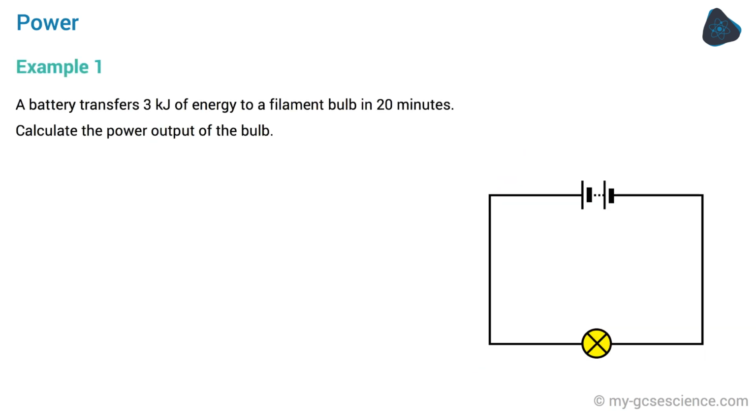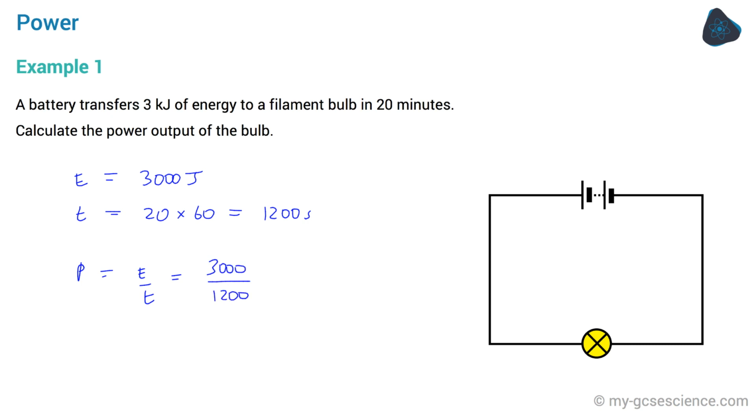A really easy one to start us off. Here, we can see that the battery is transferring 3 kilojoules or 3000 joules of energy to the bulb. The amount of time taken is 20 minutes, so to convert to seconds we just multiply by 60, which gives 1200 seconds. From there, using our equation, power equals energy divided by time, and subbing in 3000 divided by 1200, which gives an answer of 2.5 watts, or 2.5 joules of energy per second.